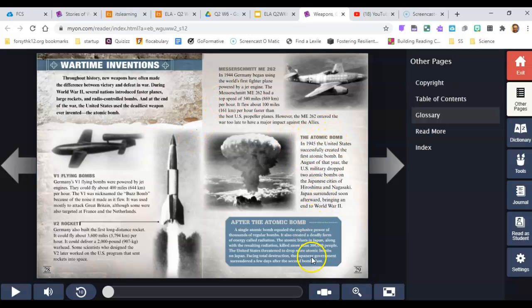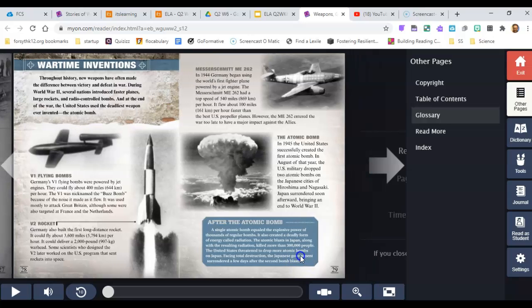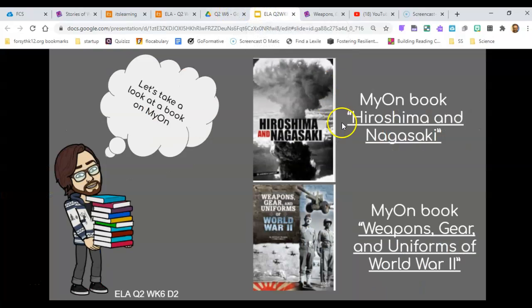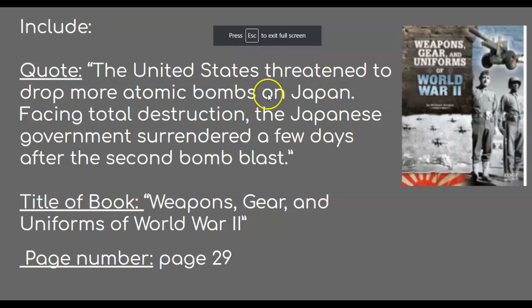I read this. And then after reading it, I picked out something right here. It says, the United States threatened to drop more atomic bombs on Japan. Facing total destruction, the Japanese government surrendered a few days after the second bomb blast. And so after reading this, once again, I didn't automatically find this. I had to do a little skimming through the book and use the table of contents. But I'm using this as my example here. This is page 29.